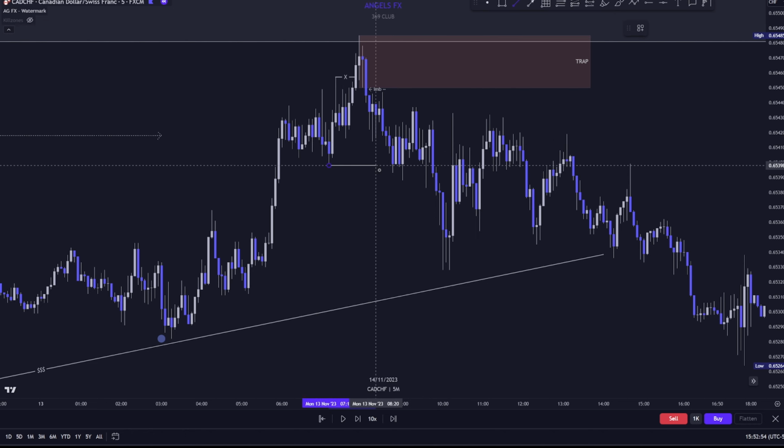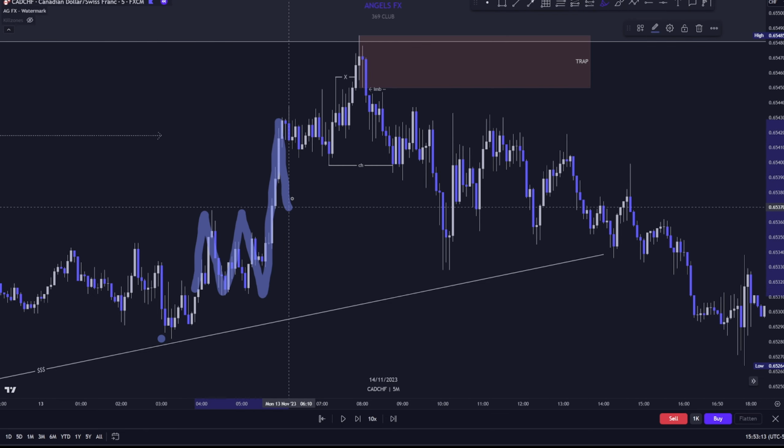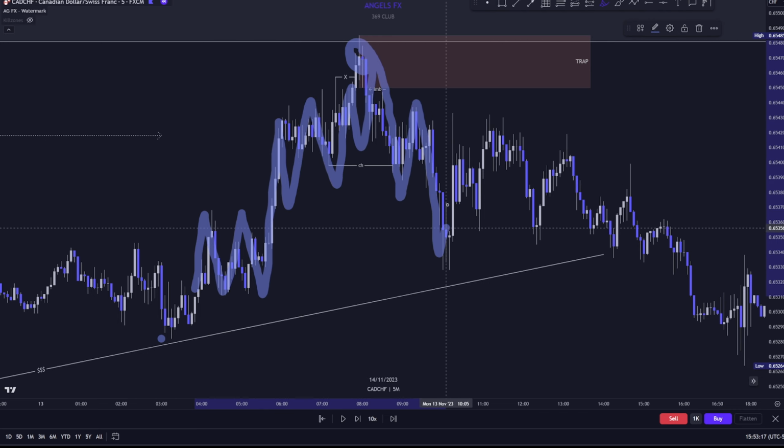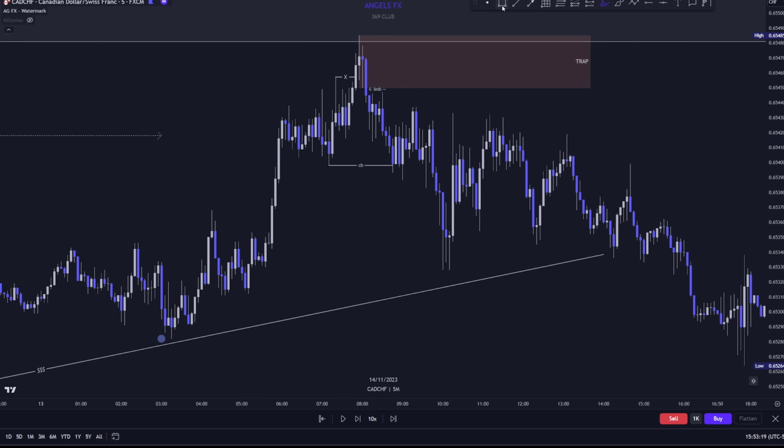And boom, what happened? We had our change of character. After we broke this low, I would be interested to take shorts. This confirms that we changed the trend. Price was moving bullish, as you can see, printing higher highs and higher lows, and from here price shifted and gave us bearish momentum. That's why we can enter shorts.